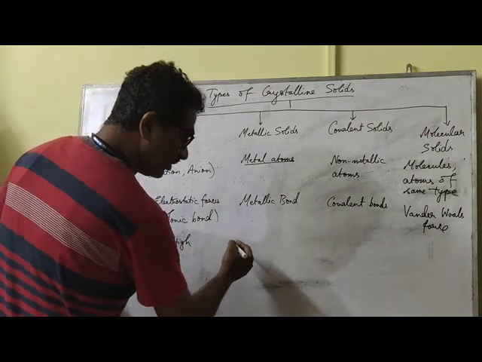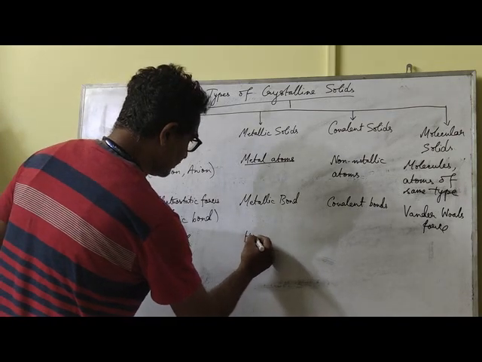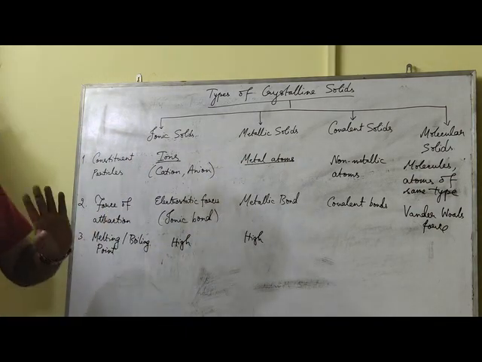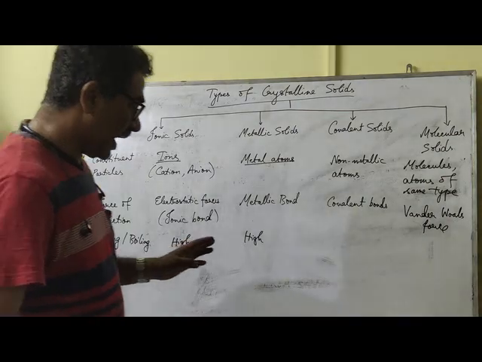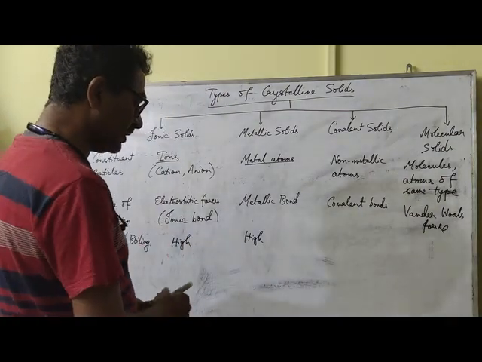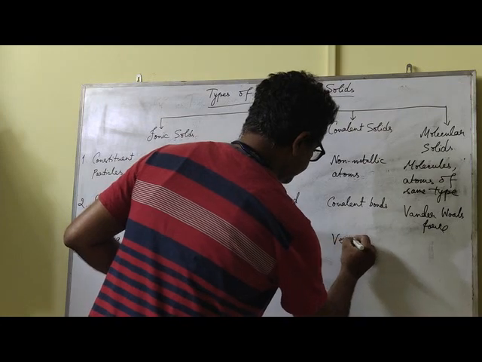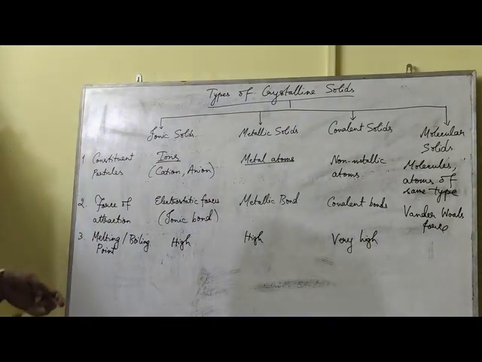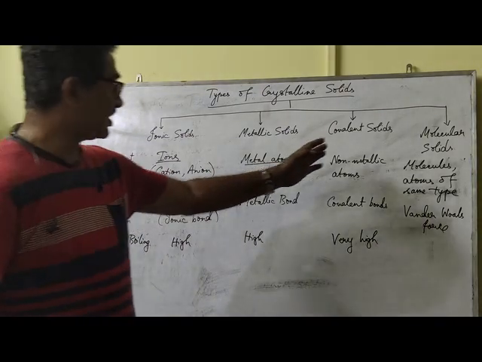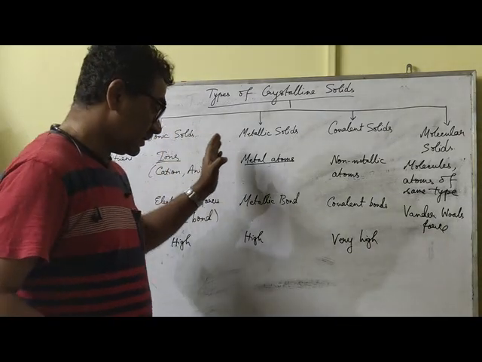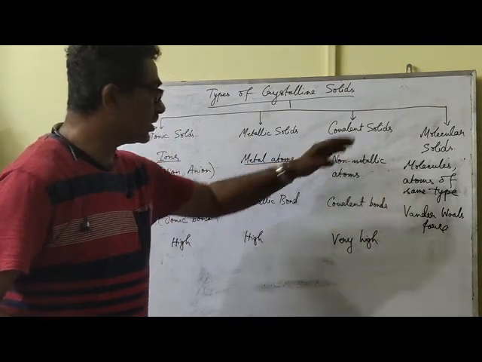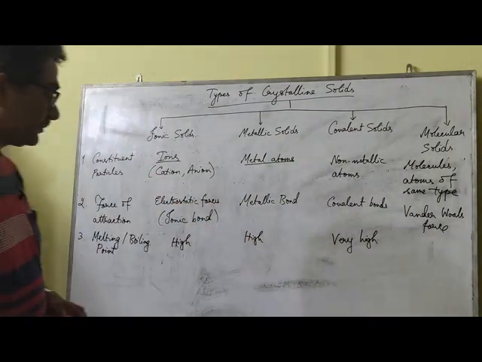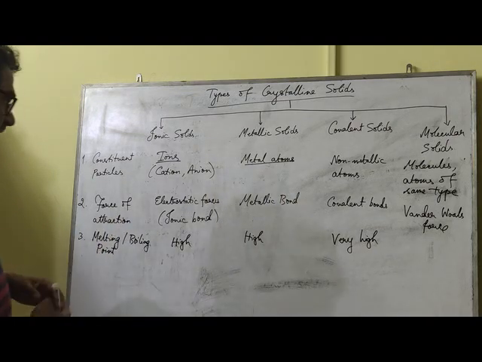For metallic solids, even this is very high. For example, say iron, the metallic bonds in metals are very high. And for covalent bond, the melting or boiling point is very high. Although you see, the force of attraction of ionic bond is much more compared to the covalent solids, yet the melting or boiling point is very high. And for molecular solids, it's low.